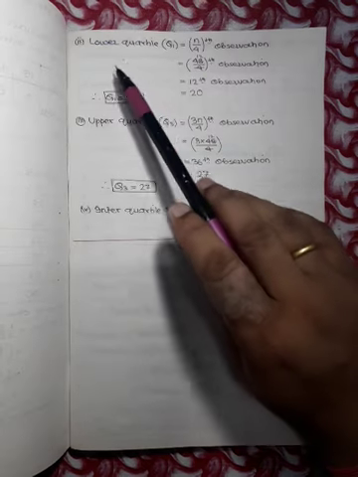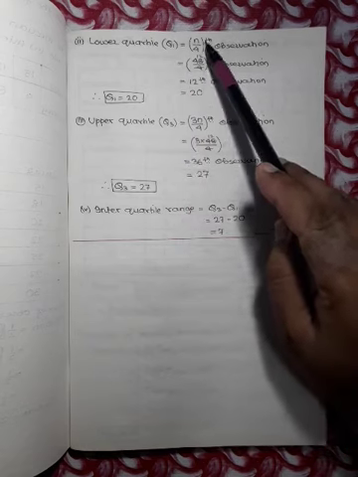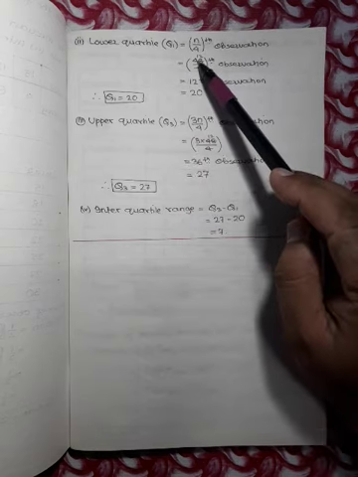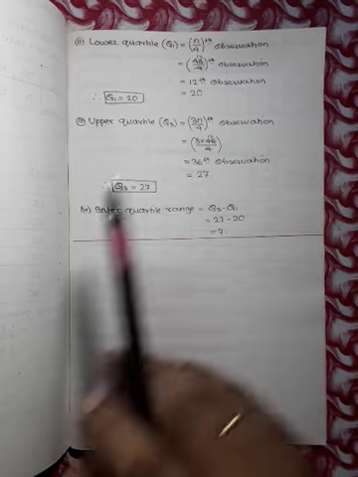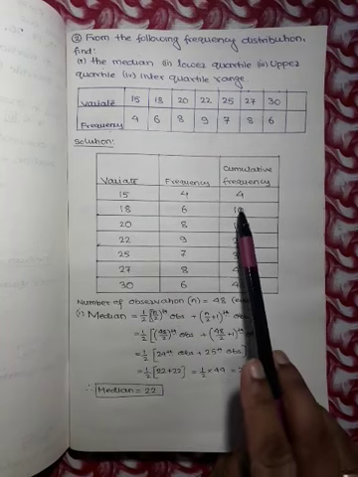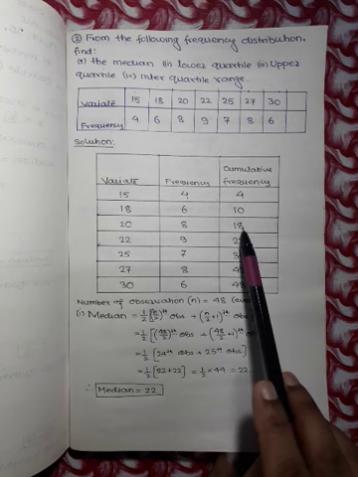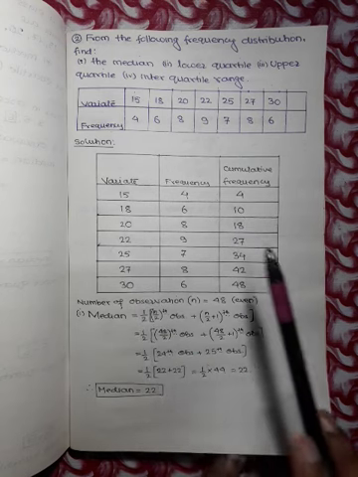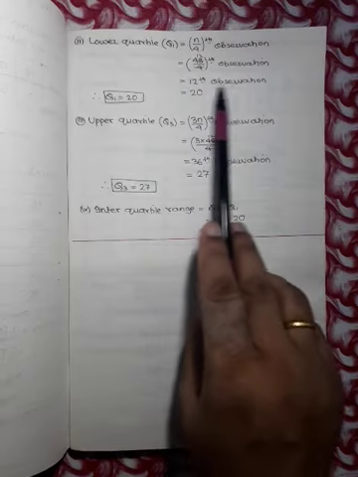Now, to find the lower quartile, you can see Q1. Q1 is how much? N by 4th observation. And we have got 48 divided by 4, which will be the 12th observation. So for the 12th observation, here you can see, up to the 10th observation 18 is there, and the 11th to 18th observation is 20. So the 12th observation is 20.